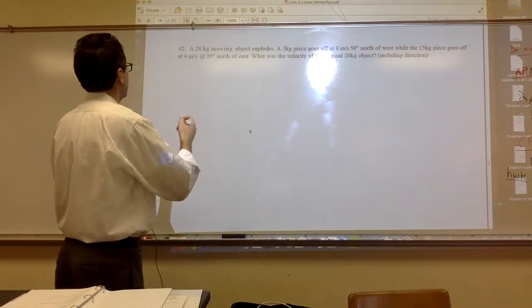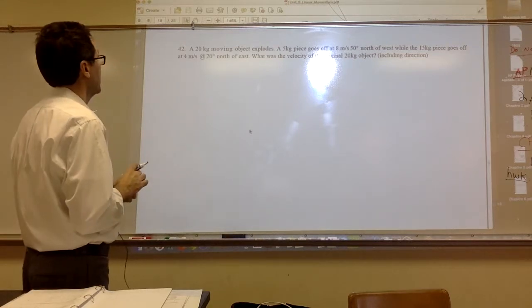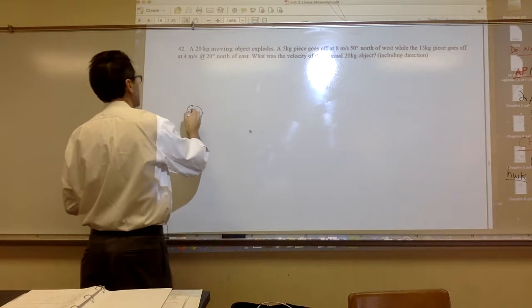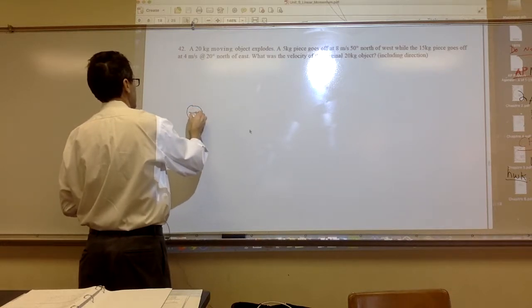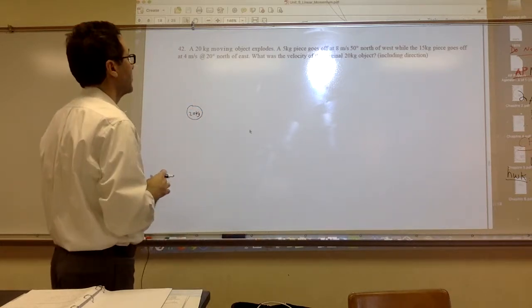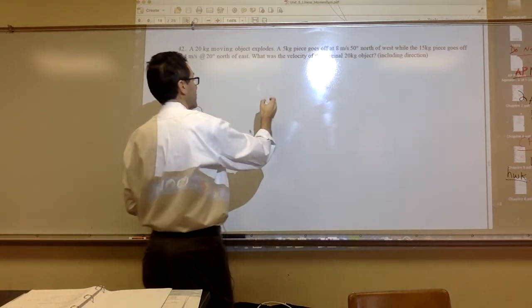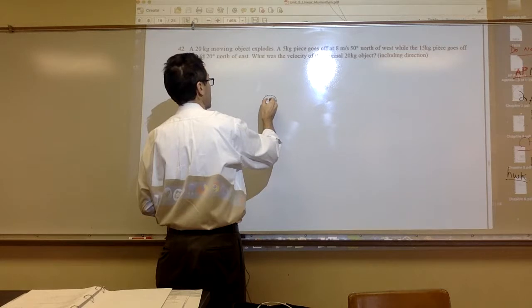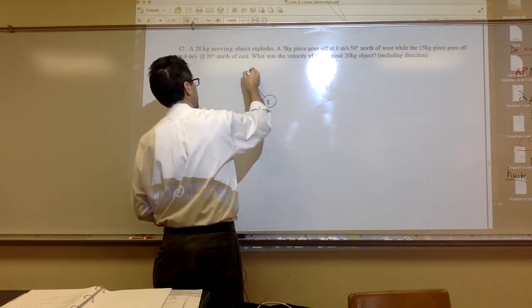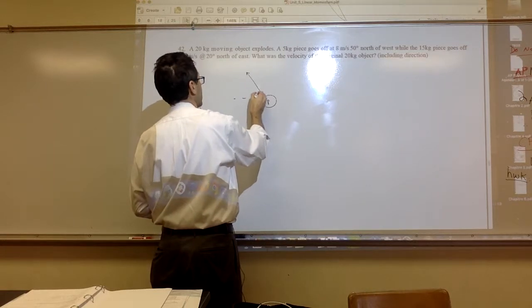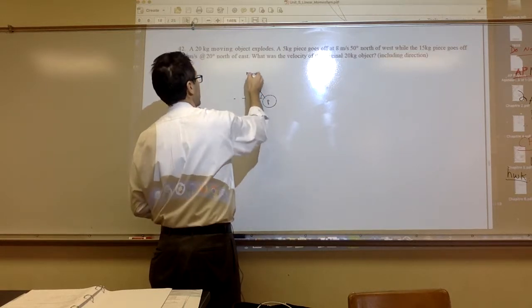Okay, 42. A 20 kilogram moving object explodes. So we have an object that's moving and it breaks into pieces. A 5 kilogram piece goes off at 8 meters per second at 50 degrees north of west. So one of the pieces, the 8 kilogram, moves in this direction at an angle of 50 degrees. And it's going to have a momentum of 40.